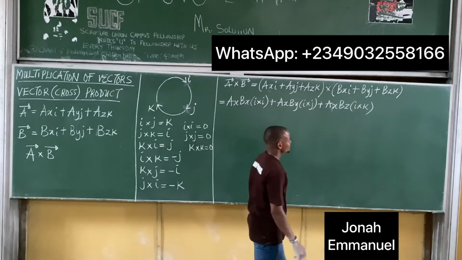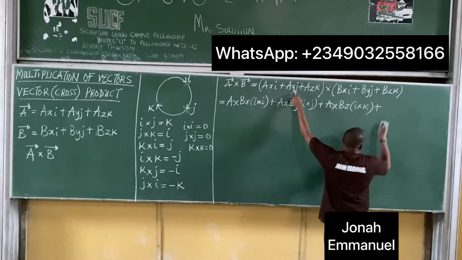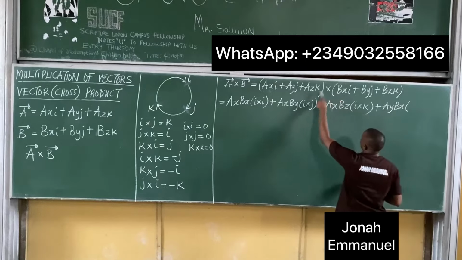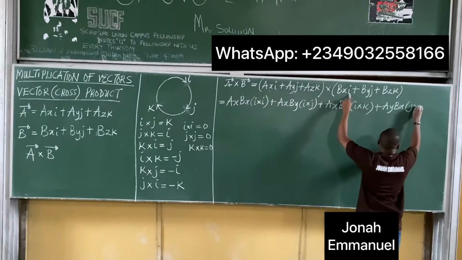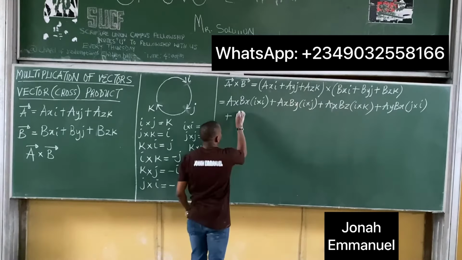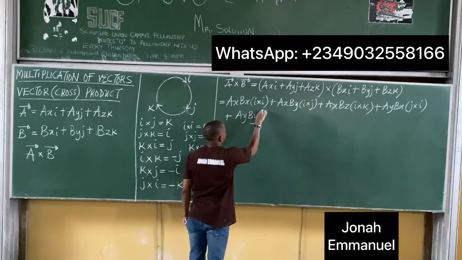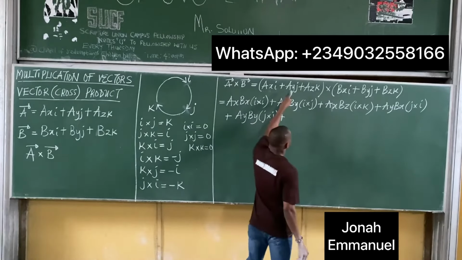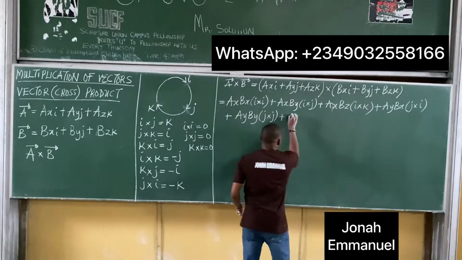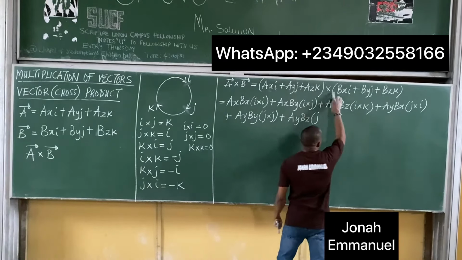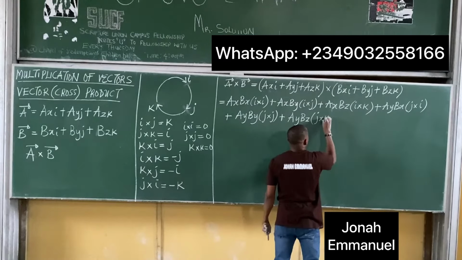Let's take AY. Plus AY BX, J cross I, plus AY BY, J cross J, plus AY BZ, J cross K. So I have this.